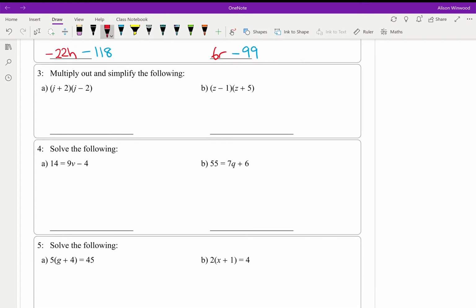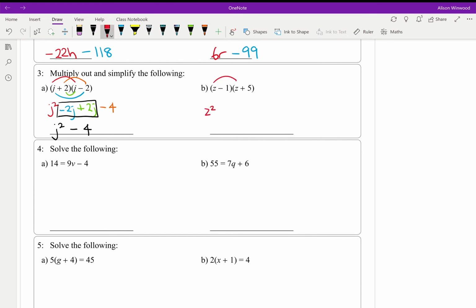FOIL: firsts, outers, inners, lasts, simplify. Put the middle two terms together, which in this case cancel out, so I just get j squared subtract 4.